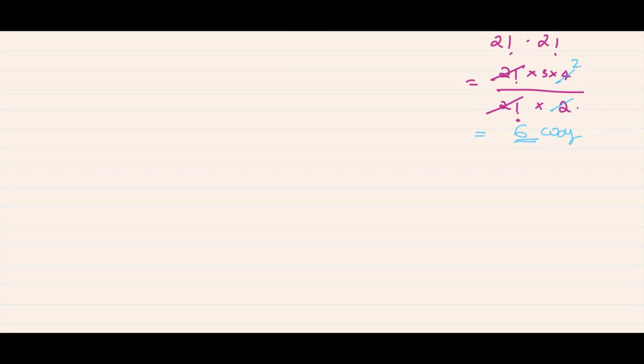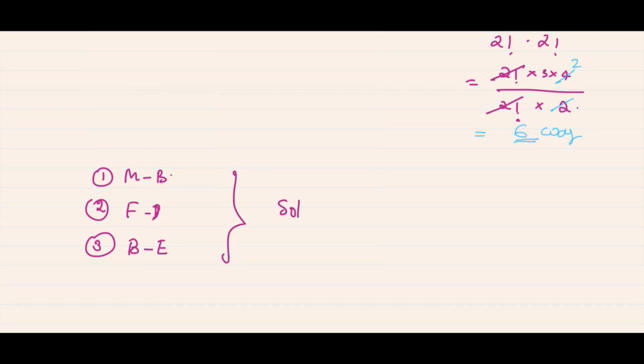So I hope it is clear. We learned about Maxwell-Boltzmann distribution, and then we learned about Fermi-Dirac distribution, and then third we learned about Bose-Einstein distribution. Also we solved three problems in order to understand this concept very clearly.